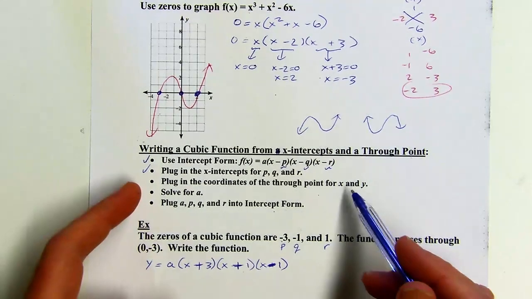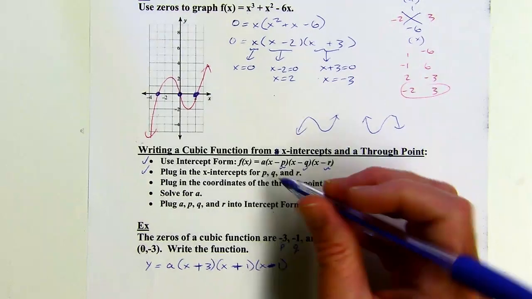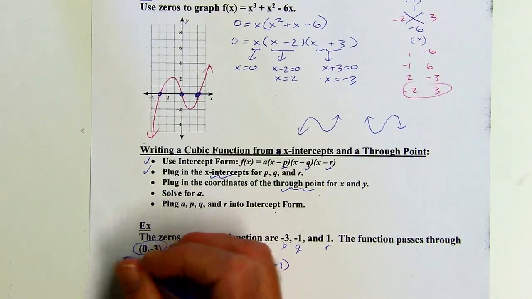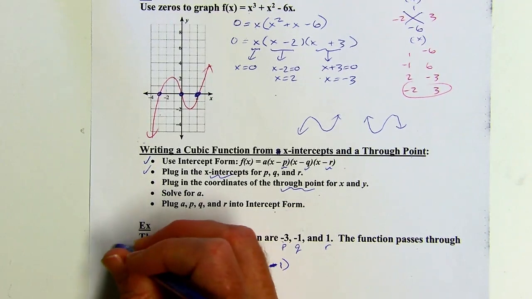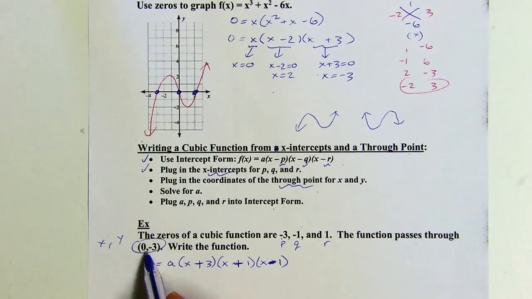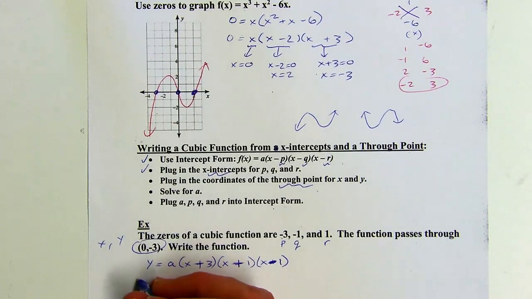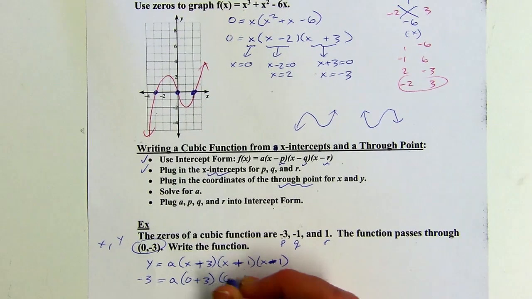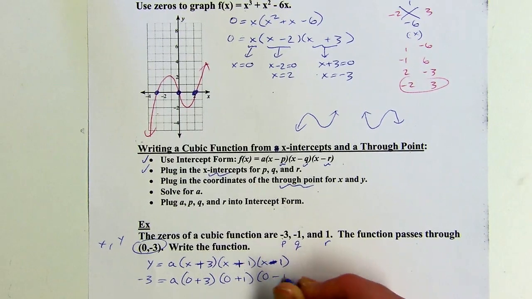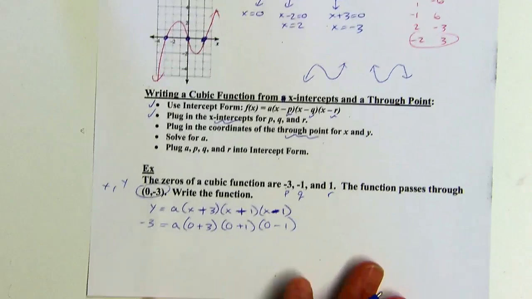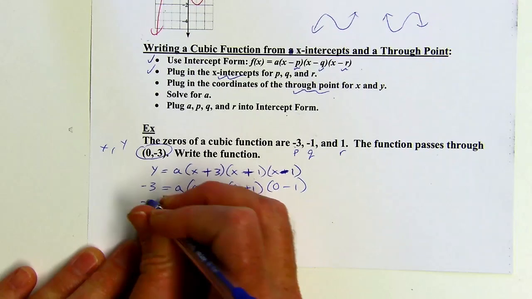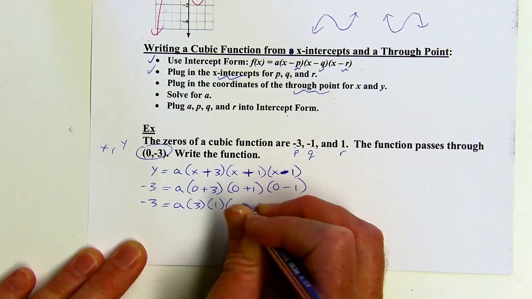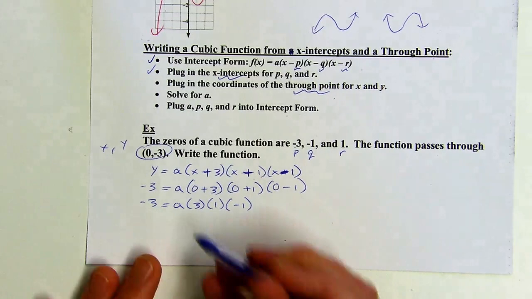And then we're going to plug in the coordinates of the through point. So we plugged in the x-intercept. Now we're going to plug in the through point for x and y. So this is going to be x and y. Okay, so I'm going to plug in 0 for x and negative 3 for y. So I'm going to put a negative 3 there. I'm going to put in 0 for all three of the x's. Okay, now I'm going to start simplifying this, so I'll do the work in the parentheses first. So just doing the arithmetic in the parentheses, and now I'll do the multiplication out here.